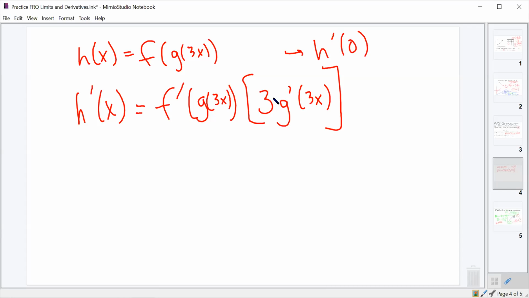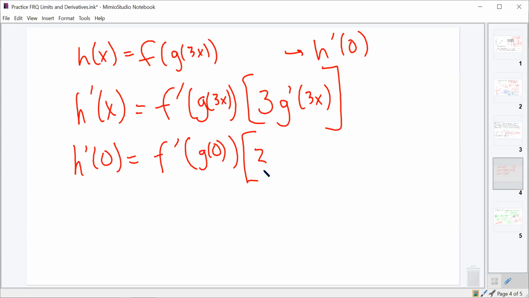All right, so now h prime of 0 should be f prime of g of 0. True, because if x is 0, then 3 times 0 is 0, g of 0. We'll figure out what g of 0 is from the chart in just a second. And then times 3 g prime of 0 again, right? Because 3 times 0 is 0. Everybody good with that so far?